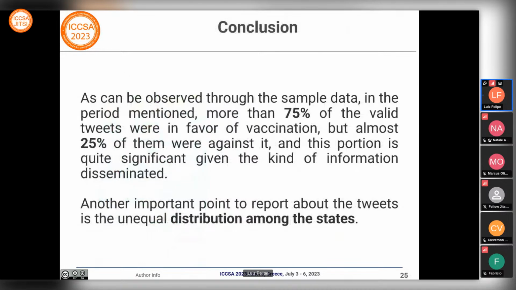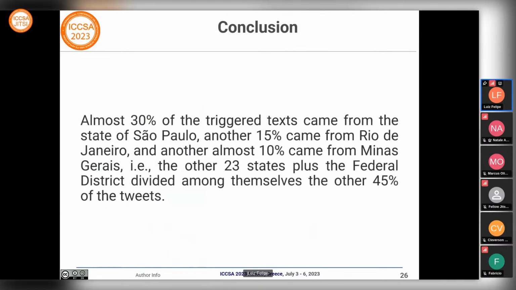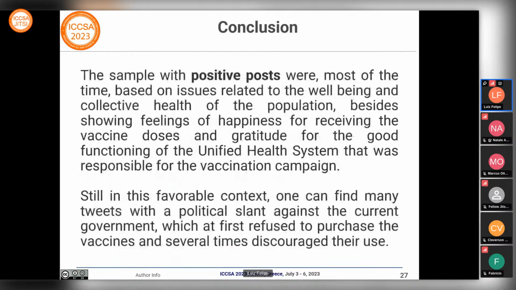Overall, 75% of the samples analyzed were in favor of vaccination. The distribution among the states was uneven. Most posts come from the states of São Paulo, Rio de Janeiro, and Minas Gerais. Positive posts were based on collective wellness and health, supporting the health care system, and also on political views.